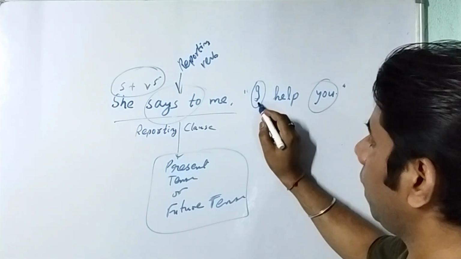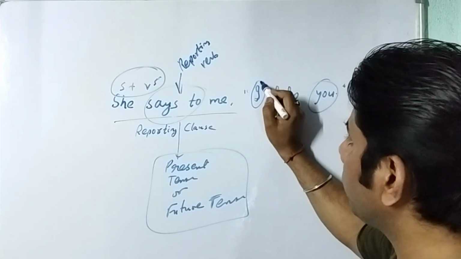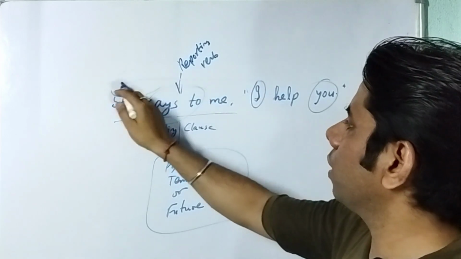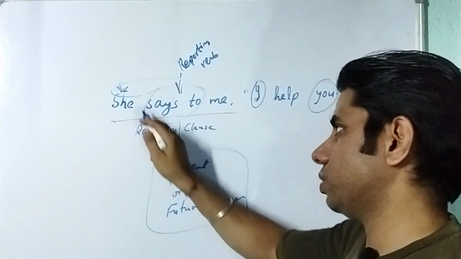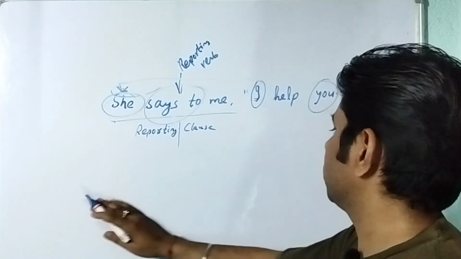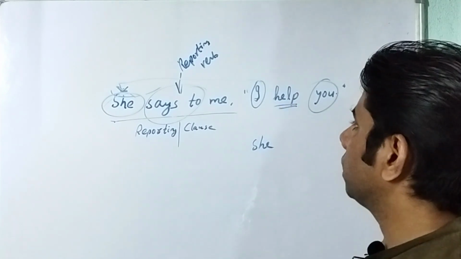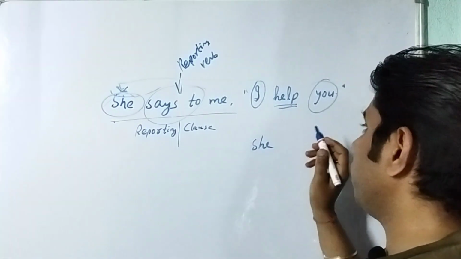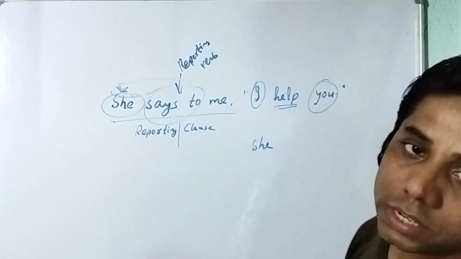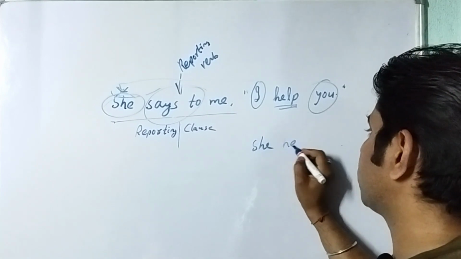You know very well, if first person is given, you have to convert the first person according to the subject of the reporting clause. So what is given here? She. So you should write here she, and we do not change the tense. We know very well that we add s or es when we use the third person singular number. Here it is given she, so with she we have to use helps.